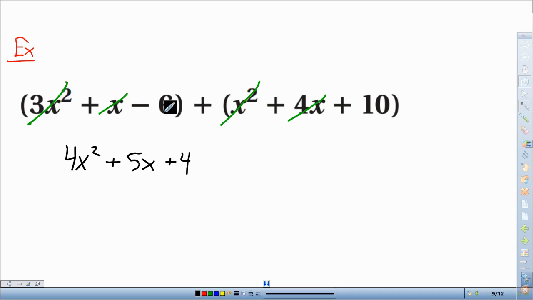Okay, and then also cross them out. Okay, now we're certain we've combined everything. There's nothing left over, and make sure everything's in the correct order. Make sure you cannot combine anything else accidentally. Yeah, this looks good. These are not like terms, right? I can't combine a 4x squared and a 5x, so I know this is completely simplified.